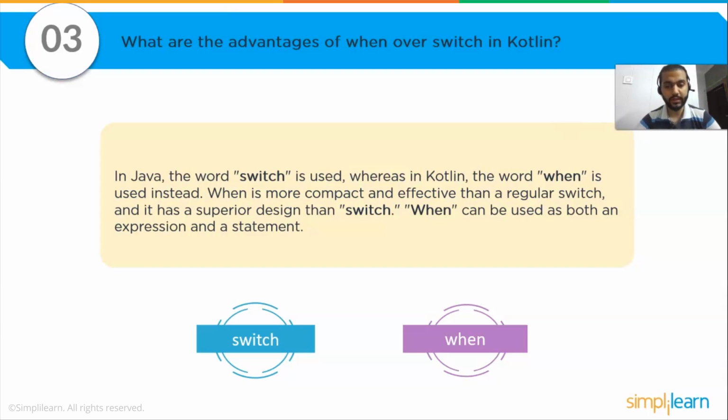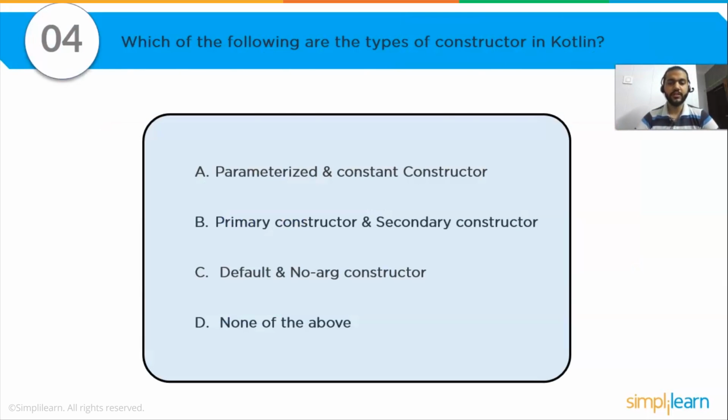Now, moving on to our next question, which is a multiple choice question. Which of the following are the types of constructors in Kotlin? First is parameterized and constant constructor. Option B is primary constructor and secondary constructor. Option C is default and no argument constructor. And option D is none of the above.